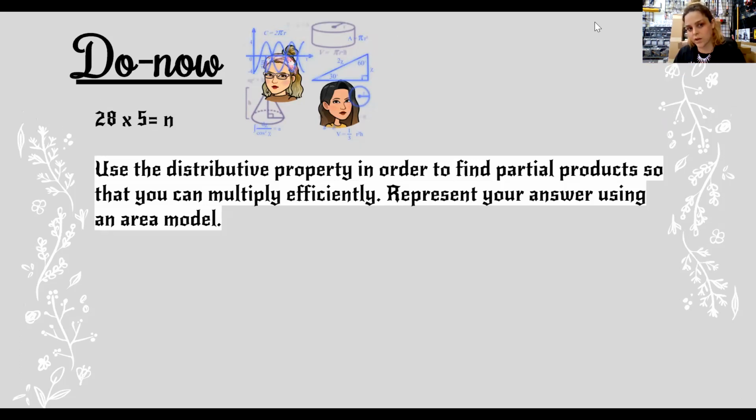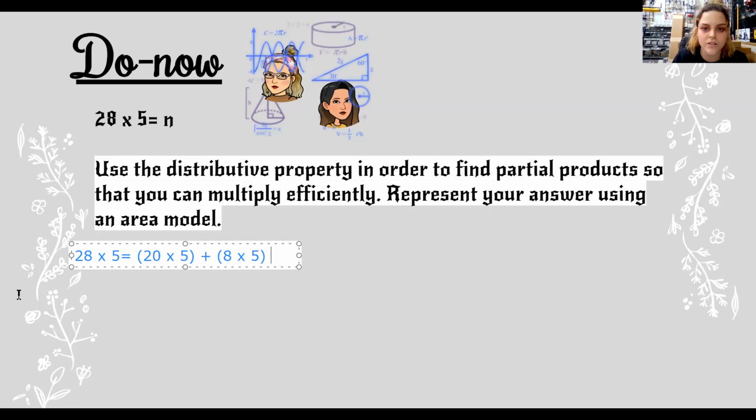All right, so I know that I want to decompose one of my factors. 5 is a friendly number, so I'm going to decompose that 28. So let's start doing that. I'm going to type out my distributive property equation. So 28 times 5 is the same as, what can I decompose that 28 into? Well, 20 is a friendly number and 8 is a pretty friendly number as well. So I'm going to multiply 20 times 5 plus 8 times 5. And I'm just going to use a marker just to show you once more how I'm decomposing that 28.